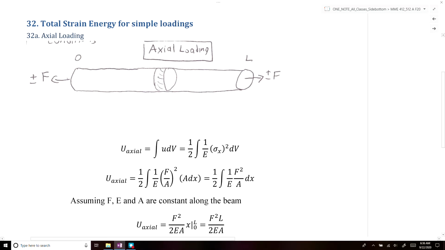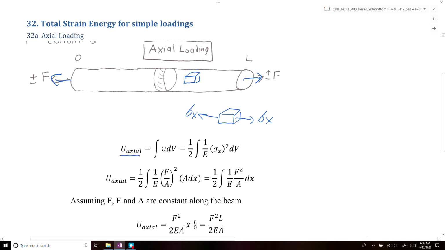All right. So in this case, we're going to try to calculate the total strain energy for simple loadings. We're going to talk about a rod that has a normal force applied to it. It can be either in tension or compression. If we assume tension, and we took a small element out of our rod, that small element would have a stress in the x direction, sigma x.